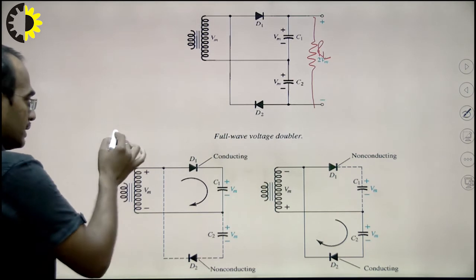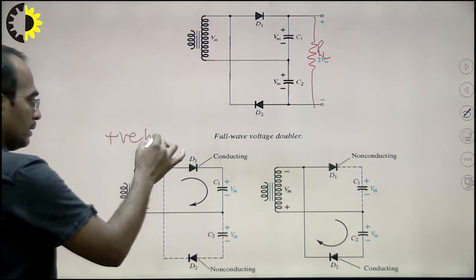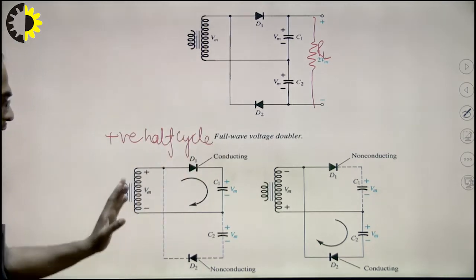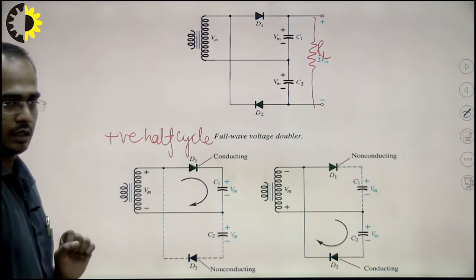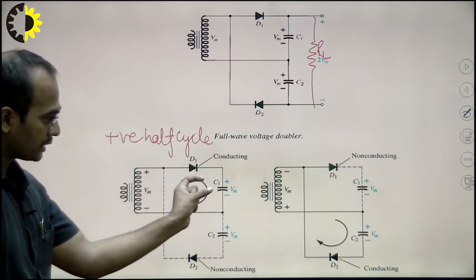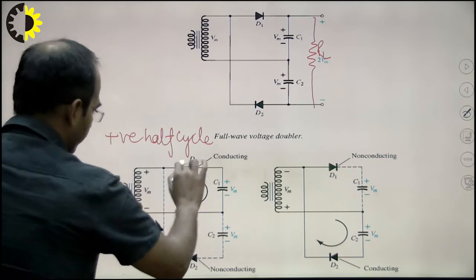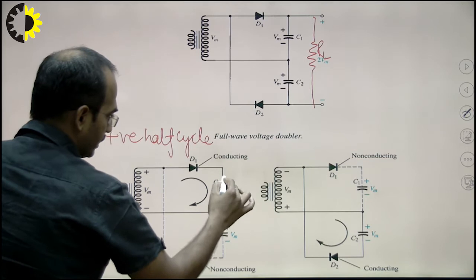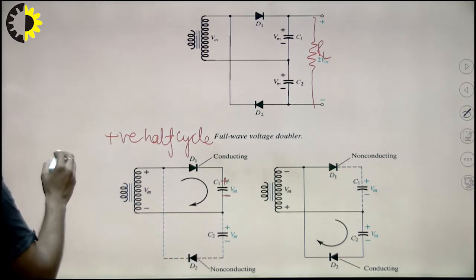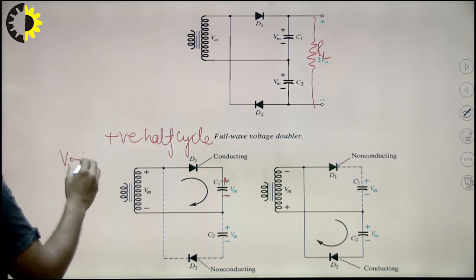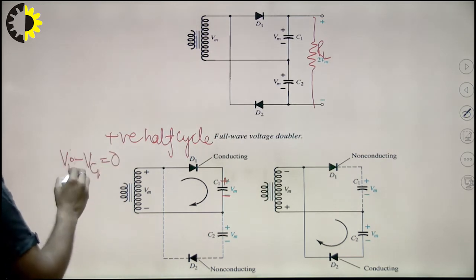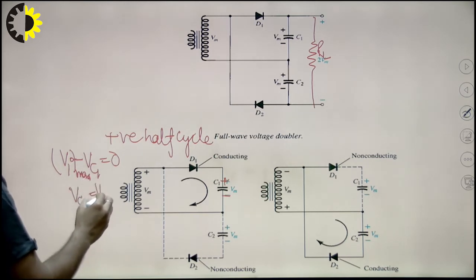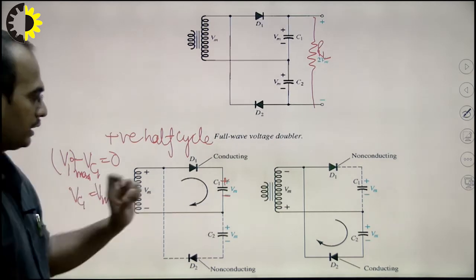So when we consider the positive half cycle, this diode D1 will conduct and D2 will not conduct. When diode D1 conducts, capacitor C1 will charge up to the peak value of the input. You can find this by applying KVL in this loop. Positive charge will accumulate here and negative charge will accumulate here. So what will you get? You will get Vi minus Vc1 is equal to 0. This Vi is nothing but the maximum value, so Vc1 will be equal to Vm. So I have written here, this is Vm.